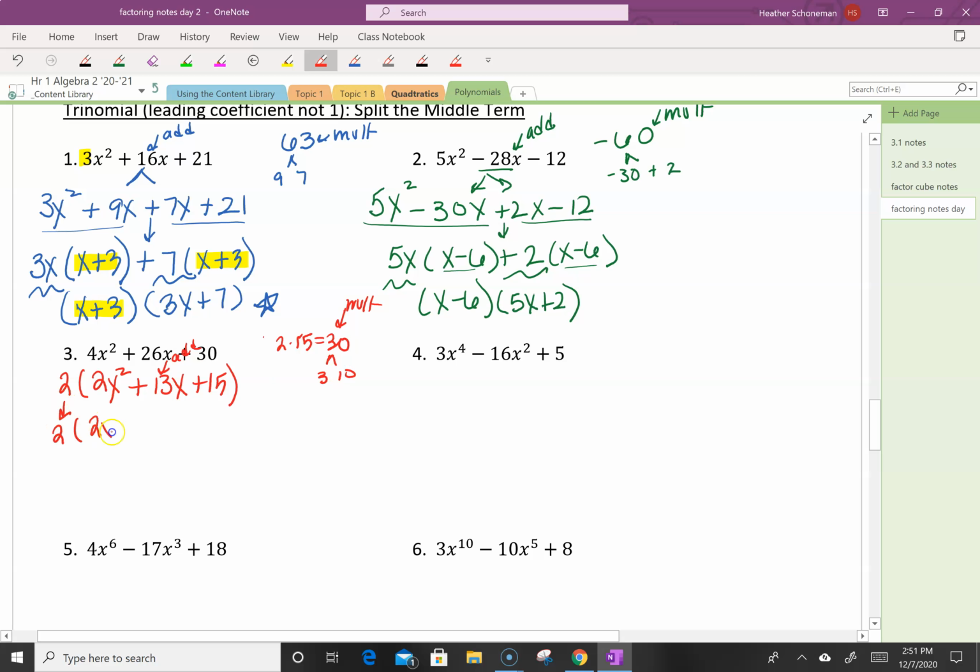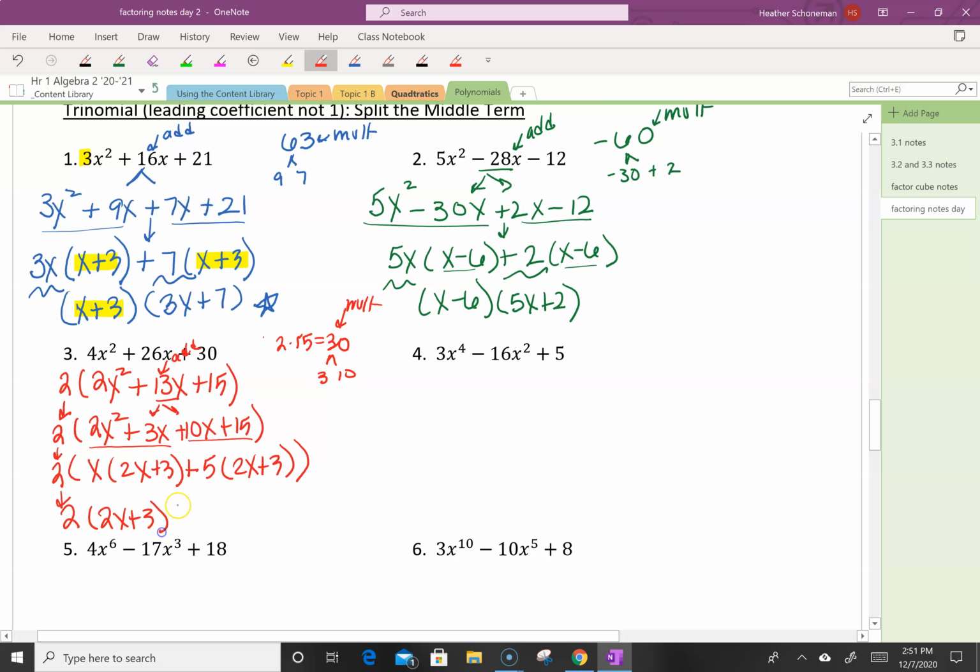GCF gets a free ride. 2x squared. Split the middle term. So I'm going to have plus 3x plus 10x plus 15. Okay, again, GCF gets a free ride. What can I factor out of the first 2 terms? Well, I can take out an x. That leaves me with 2x plus 3. Plus, what can I take out of the second 2 terms? Well, I can take out a 5. That leaves me with 2x plus 3. So the 2 comes down, both parentheses match, 2x plus 3, and then I can make a new parentheses of what they split, x plus 5.